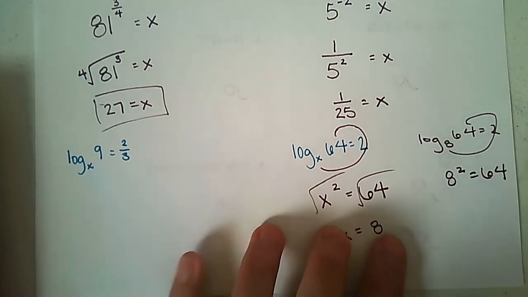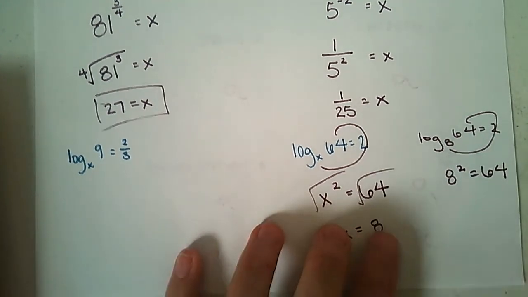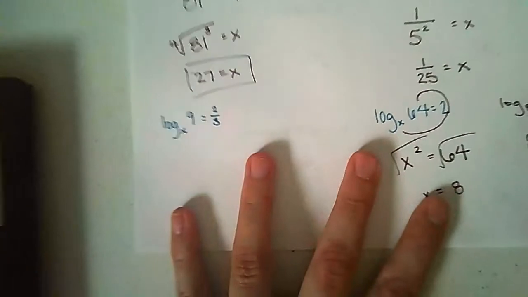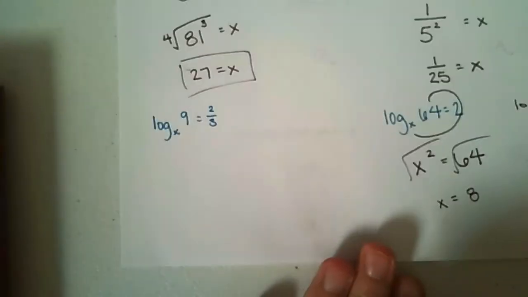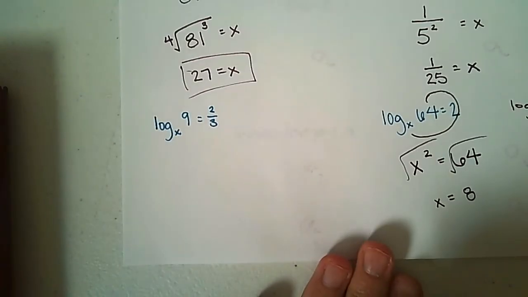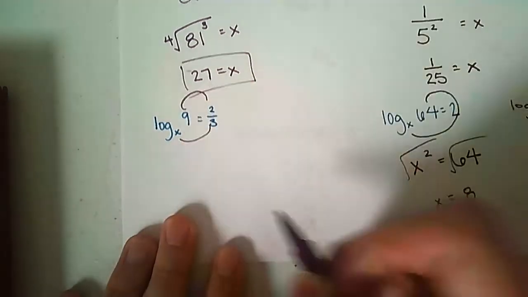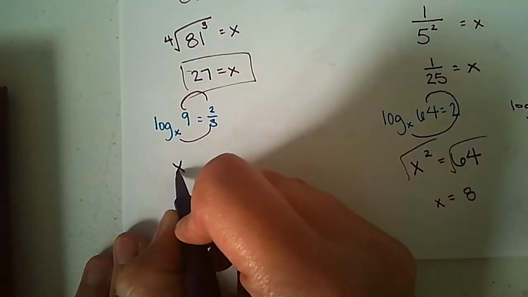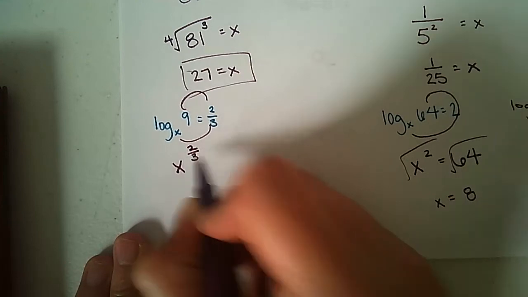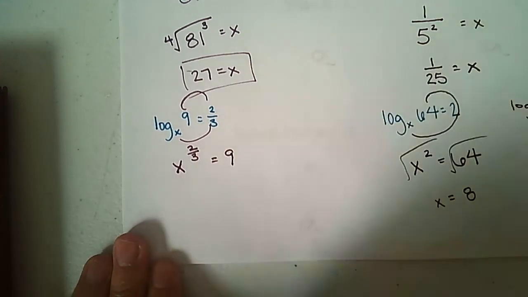All right, see this one over here now. So log base x of 9 equals 2/3. Again, we need to get it into our exponential form. So we'll have x to the power of 2/3 equals 9.